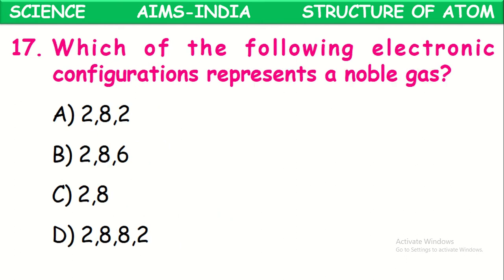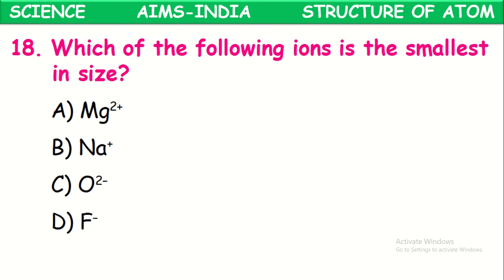Next, which of the following electronic configurations represents a noble gas? Noble gases have the configuration with 8 electrons in their outermost shell, and thus they are more stable, and hence they are called noble gases. See, the configuration with 8 electrons in the valence shell, meaning the last shell. This is that. Okay, next.